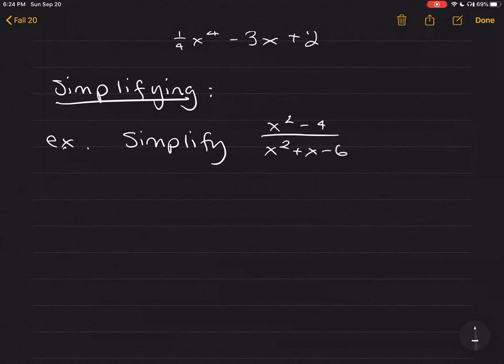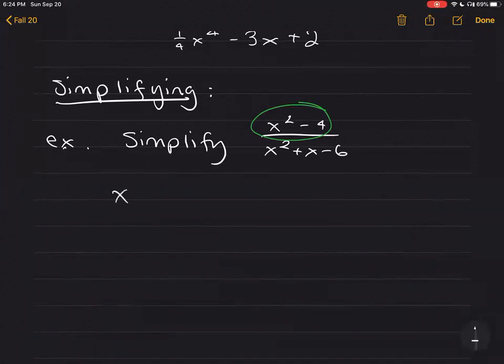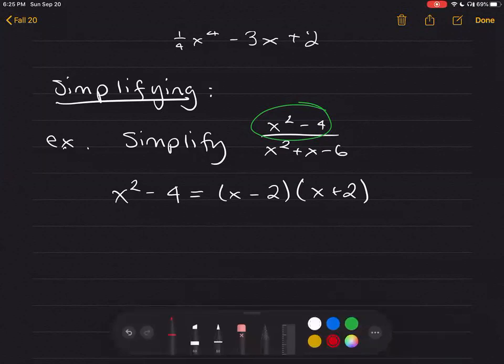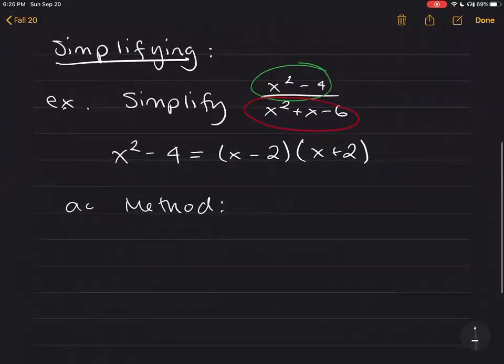Well, first, you might notice this one is a difference of squares, right? So we have x squared minus 4 is equal to x minus 2 times x plus 2. Cool. And then for this one down here, we're going to use the AC method to factor it.